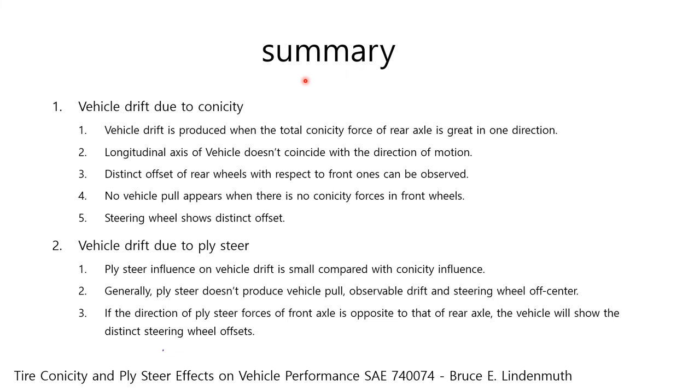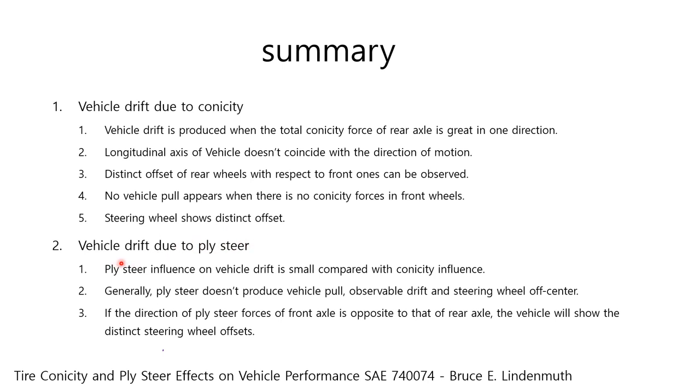Here we have a summary. For vehicle drift due to conicity, vehicle drift is produced when the total conicity force of the rear axle is great in one direction. The longitudinal axis of the vehicle doesn't coincide with the direction of vehicle motion. Distinct offset of rear wheels with respect to the front ones can be observed. No vehicle pull appears when there is no conicity force in the front wheels. The steering wheel shows distinct offset.